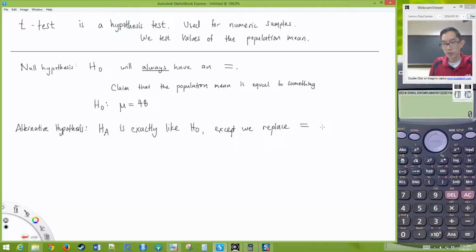The equal sign with either the not equal sign or greater than or less than sign. Okay, so if this is our null hypothesis, then a suitable alternative would be almost exactly like that, except instead of the equal sign we put in a not equal sign. Or I could put in greater than or less than, whatever we want to do.